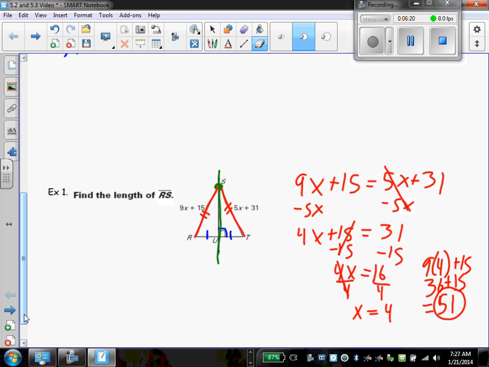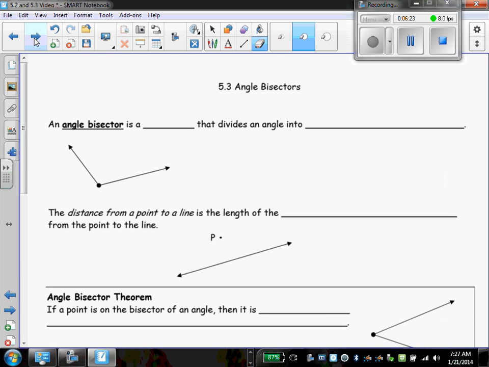All right, moving on to 5.3's info, angle bisectors. So, what is an angle bisector? Well, it's a ray that divides an angle into two congruent angles. So, let's say we have this angle here. Well, what that means is we are going to split it directly in half, making two angles that are the same size. Notice that that's a ray. And what we have there then is an angle bisector.